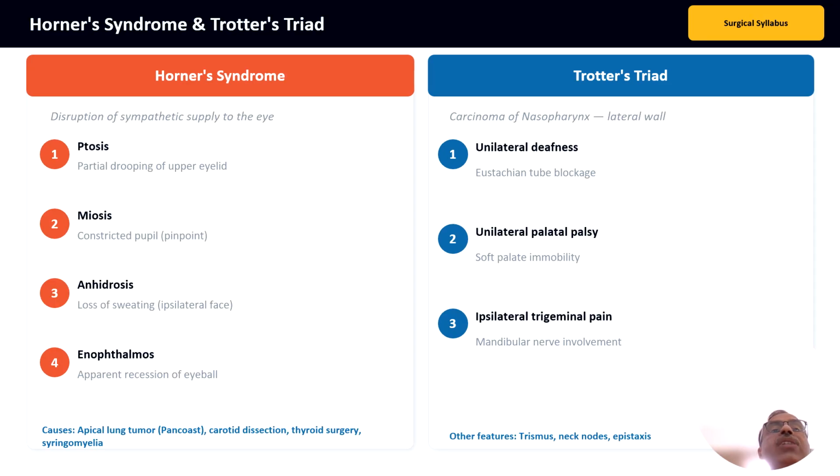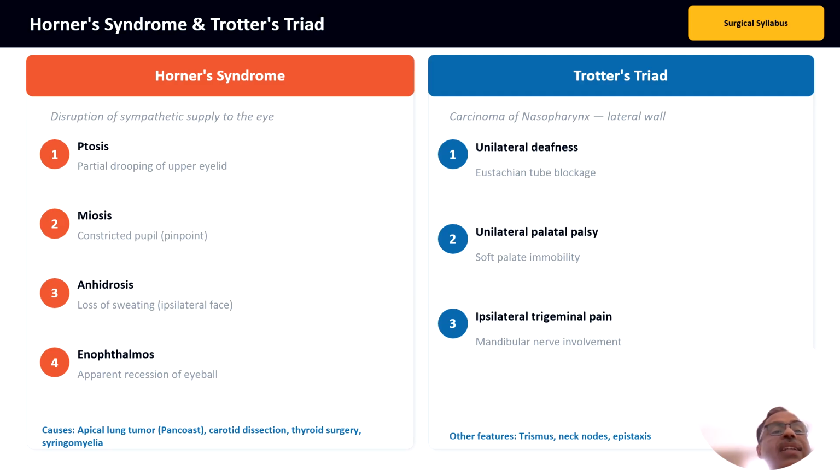Then we have Horner syndrome and Trotter's triad. What exactly is Horner syndrome? It's a disruption of sympathetic supply to the eye. And the typical features seen in Horner syndrome are ptosis, that means a partial drooping of the upper eyelid, miosis or constricted pupil, anhidrosis, loss of sweating on the ipsilateral face, and enophthalmos, apparent recession of the eyeball. So we have ptosis, miosis, anhidrosis, and enophthalmos.